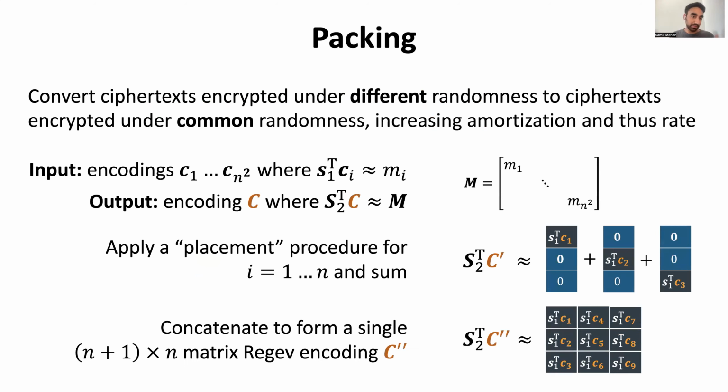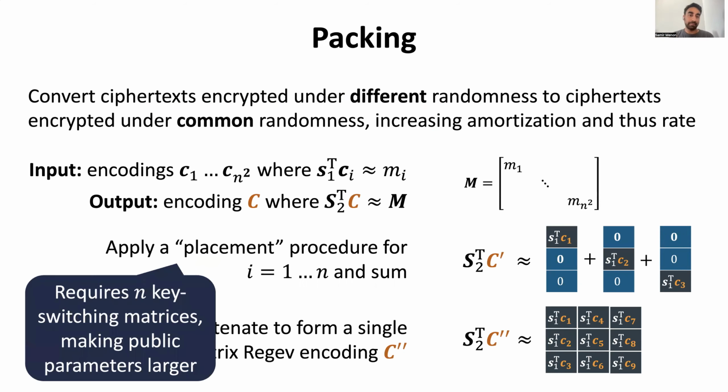This packing procedure basically works like this. We show how to place it in the column and then add and concatenate to form a matrix encoding. The high level takeaway is that it requires more public parameters, but we can now get the best of both worlds again, where we use scalars for processing and we communicate this packed encoding on the wire back.